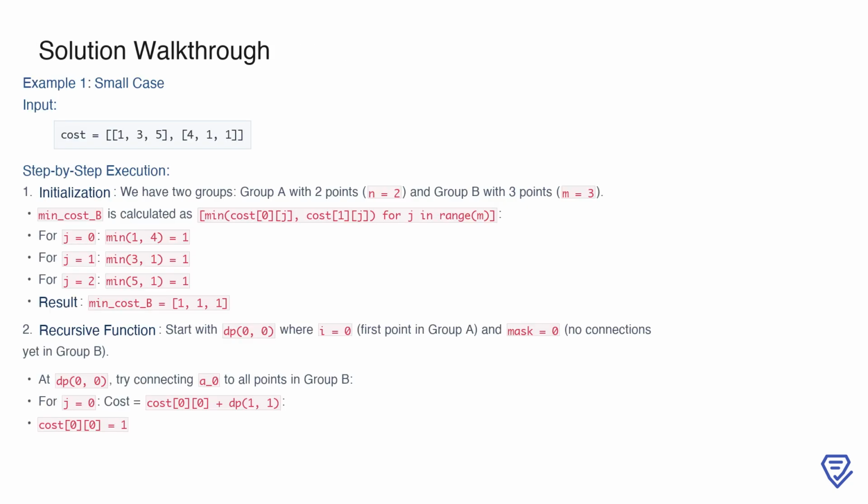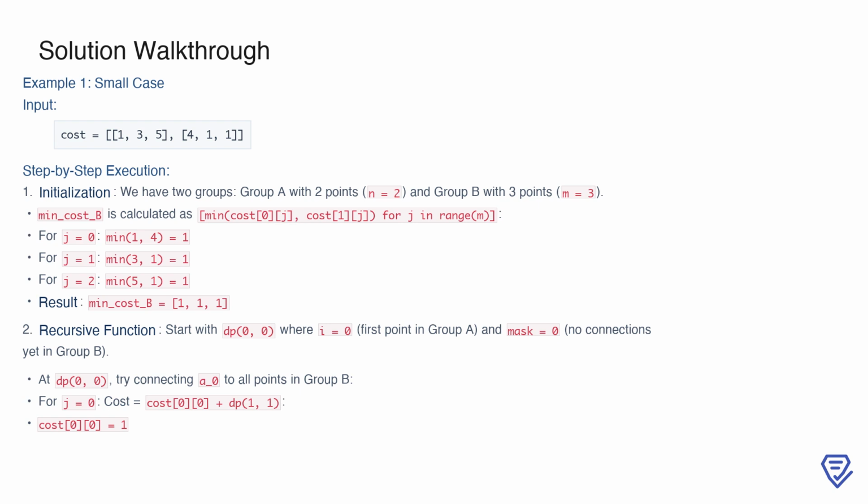Here, we begin with a small example where the cost matrix is given as [1, 3, 5], [4, 1, 1]. Group A contains 2 points, and Group B contains 3 points. To simplify future calculations, we pre-compute the minimum cost to connect each point in Group B to any point in Group A. This is stored in the array min_cost_B.